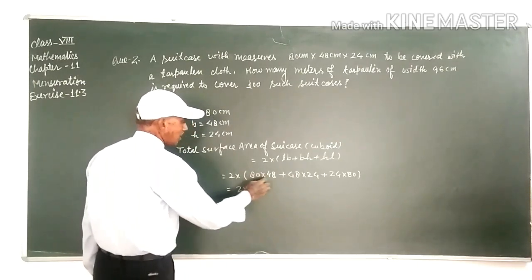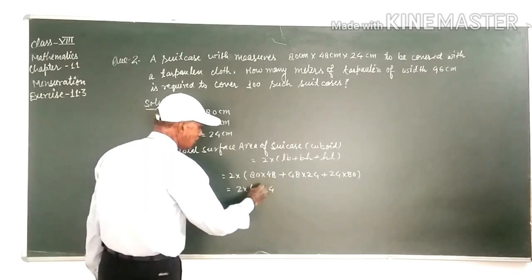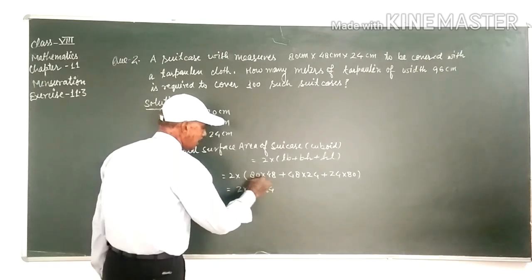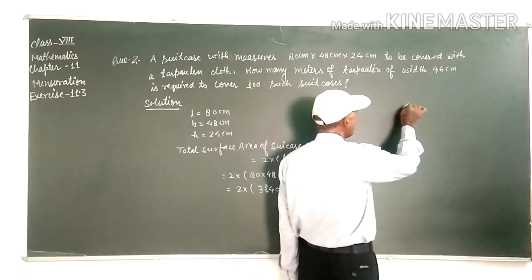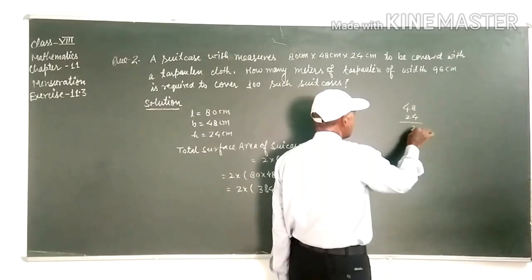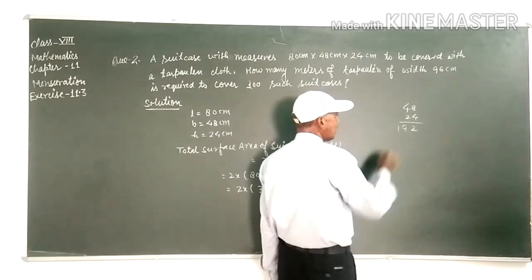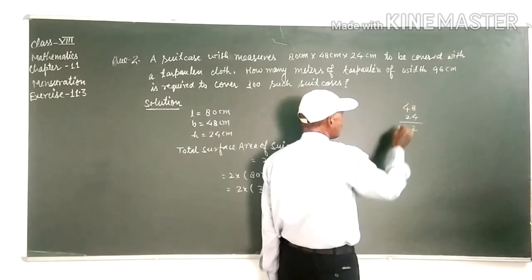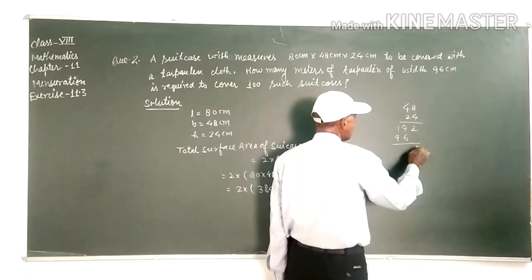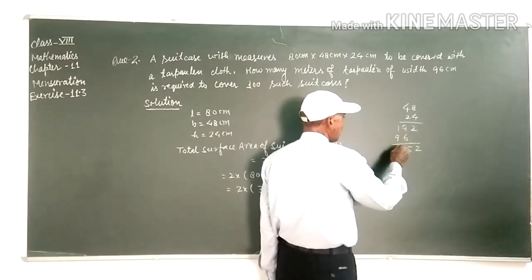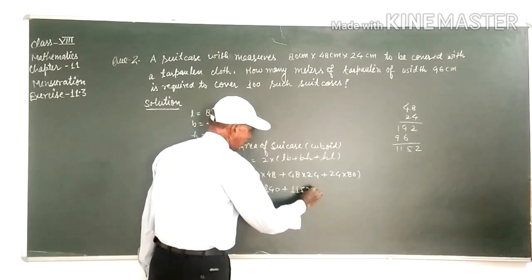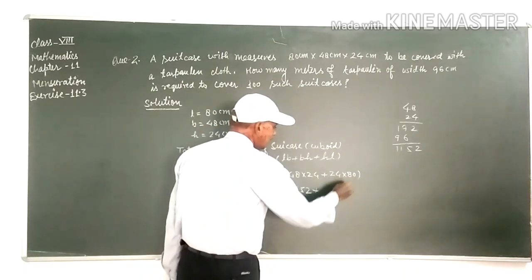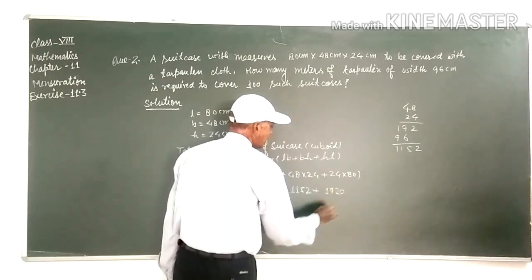Now we have to multiply this. 80 into 48 is 3840, plus 48 into 24, that is 1152, plus 24 into 80, that is 1920.